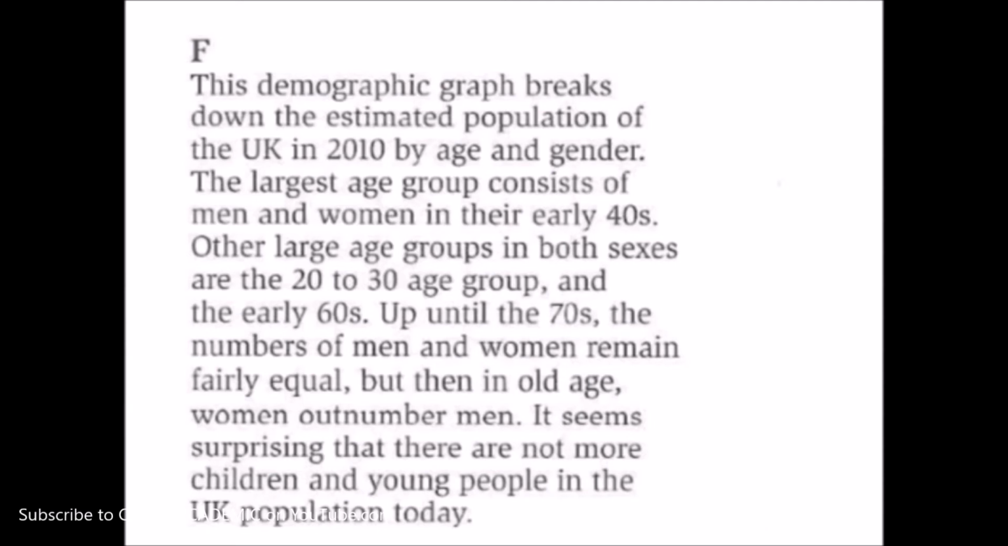Image F. This demographic graph breaks down the estimated population of the UK in 2010 by age and gender. The largest age group consists of men and women in their early 40s. Other large age groups in both sexes are the 20 to 30 age group and the early 60s. Up until the 70s, the numbers of men and women remain fairly equal, but then in old age, women outnumber men. It seems surprising that there are not more children and young people in the UK population today.